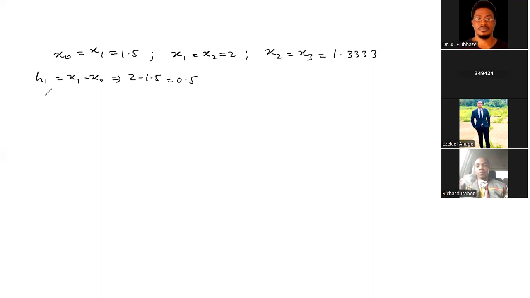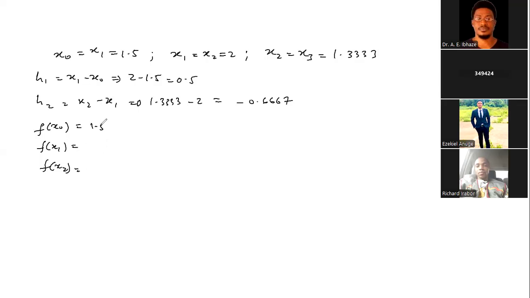Okay? And now H2 is S2 minus S1, which will give us 1.333, our new point, minus 2. And this is going to give us minus 0.6667. Then we now have to evaluate f of s0, f of s1, and f of s2.